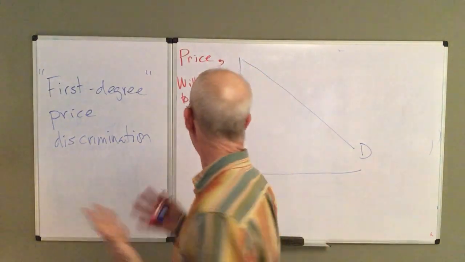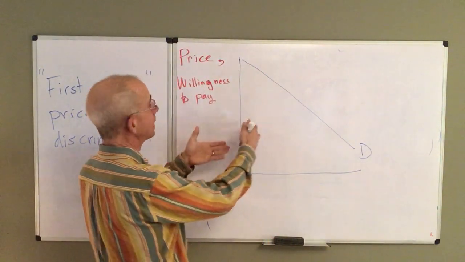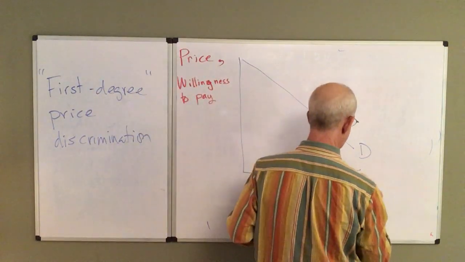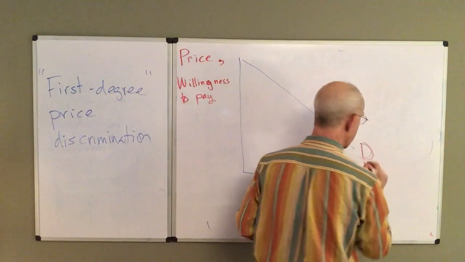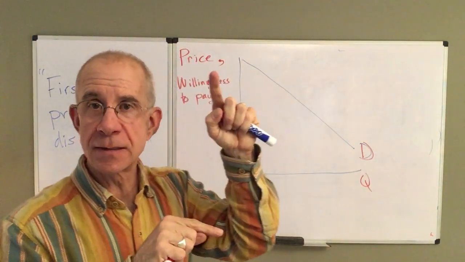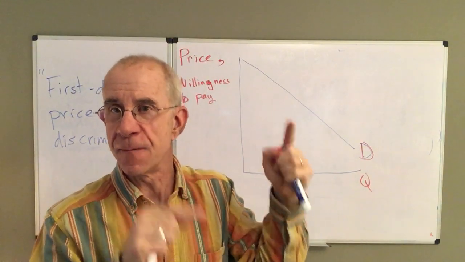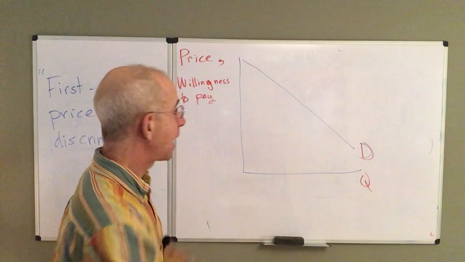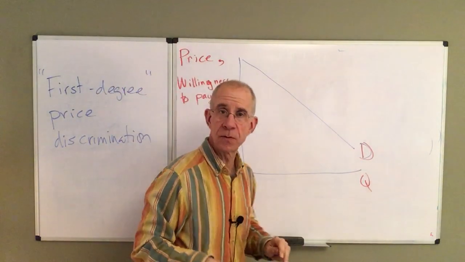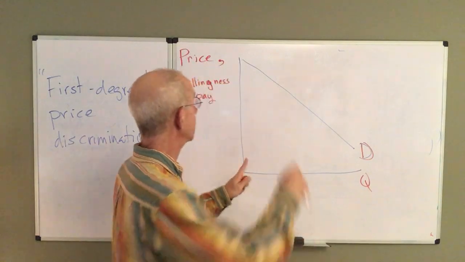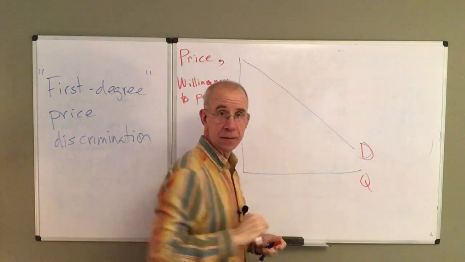Now, let's take a look at a standard demand curve, and as we've talked about before, the height of the demand curve gives the willingness to pay, or the marginal benefit of consumption of the good. And let's say we get a whole bunch of different consumers who are willing to pay different amounts for the good, and that's what is reflected by the different heights.